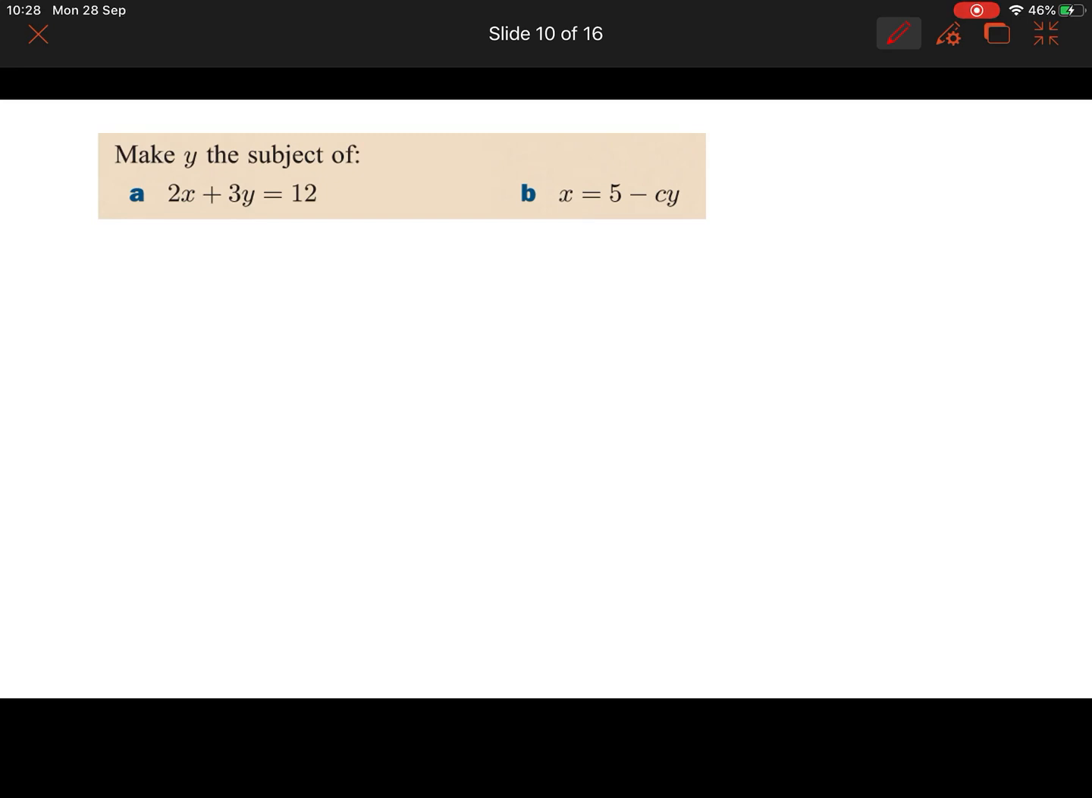Okay, and the next one's very, very easy. x equals 5 minus cy. So let's take the cy over to the right-hand side and the x over to the left-hand side. Okay, so that's my first step. Now divide both sides by c. y is equal to 5 minus x over c.